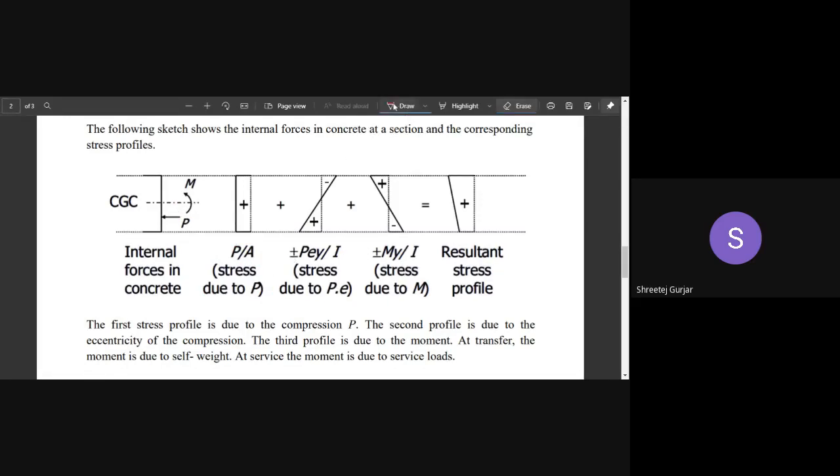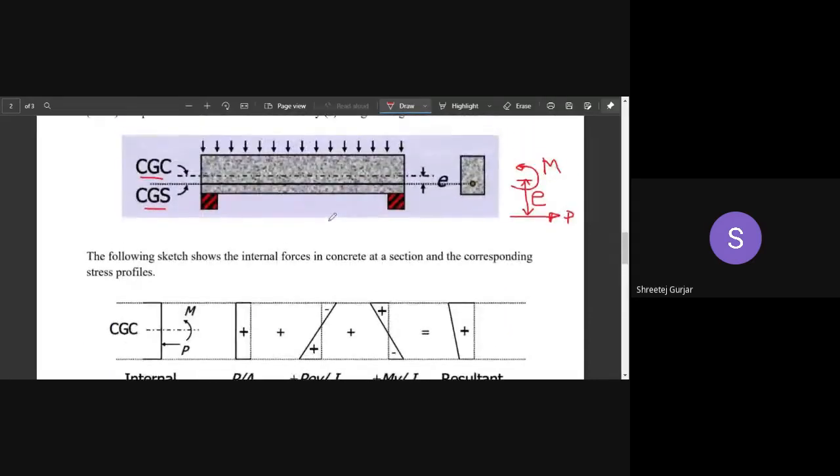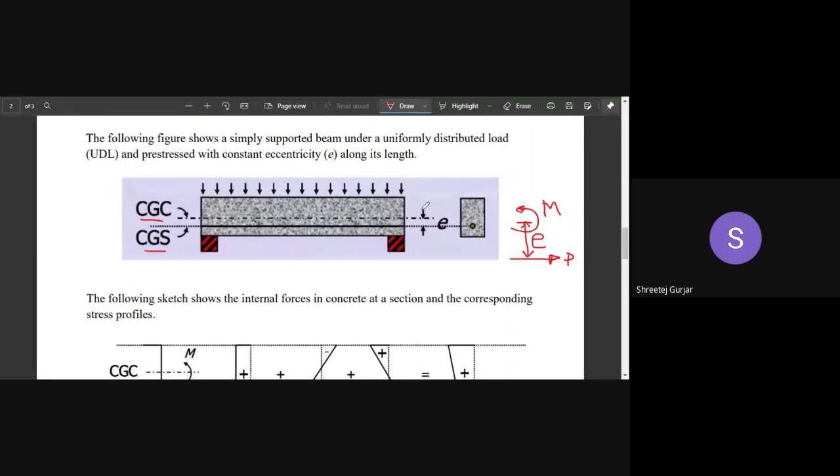So let me explain why this is negative and why this is positive at your top and bottom fiber. This is your beam, which has a tendon with a constant eccentricity e. This eccentricity will cause your beam to hog. It will bend in this fashion. You can see it is not sagging but hogging because of the eccentricity e, and because the tendon is located below your neutral axis, it will cause hogging action.